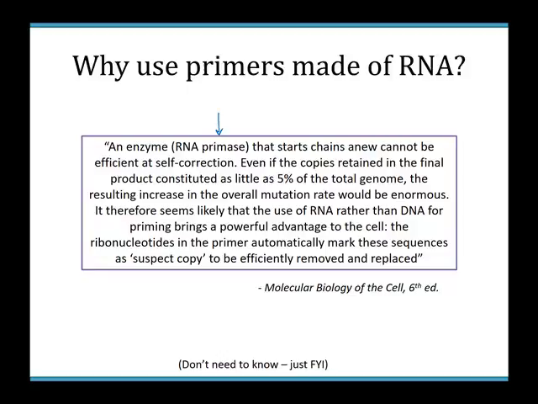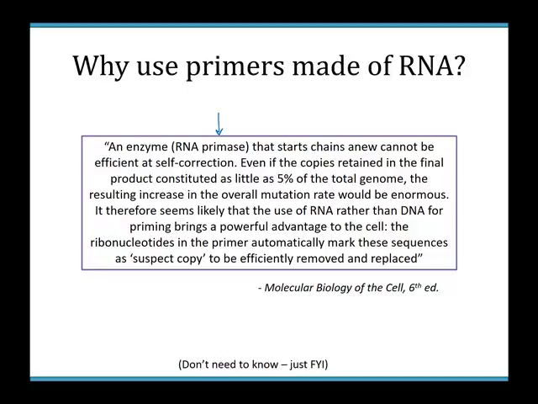work just off a single-stranded template, cannot be efficient at self-correction. Even if the copies retained in the final product constituted as little as 5% of the total genome, the resulting increase in the overall mutation rate would be enormous. It therefore seems likely that the use of RNA rather than DNA for priming brings a powerful advantage to the cell. The ribonucleotides in the primer automatically mark these sequences as suspect copy to be efficiently removed and replaced.